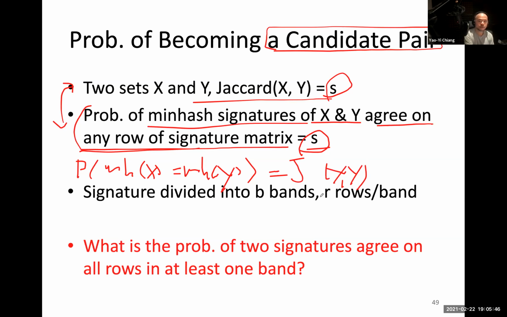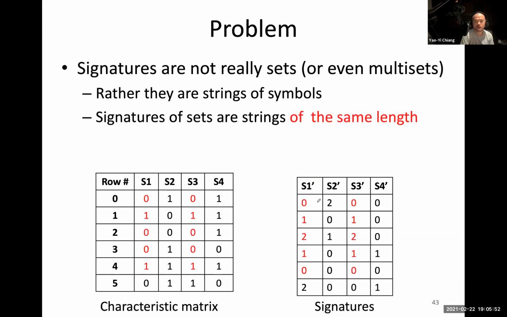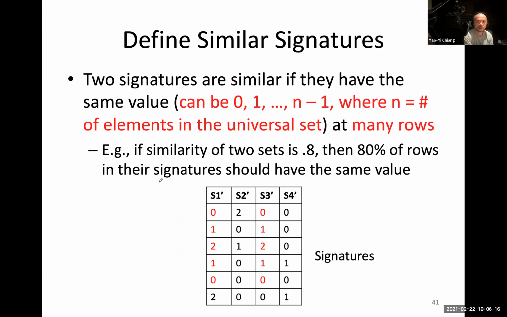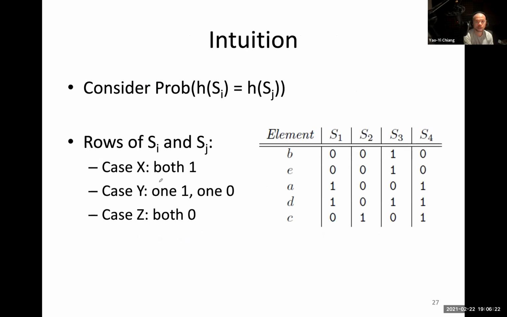If you are still not sure, let's look at this. We are actually talking about the probability of this equal to this, which is the Jaccard similarity between S1 and S2, which is somewhere there, which is here. Okay, so we showed this last time.